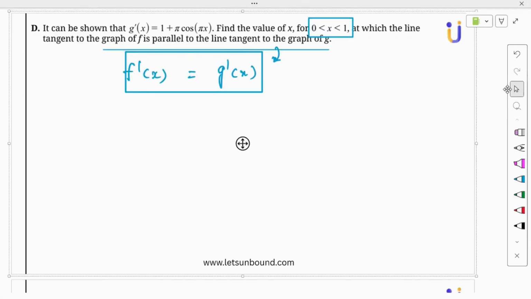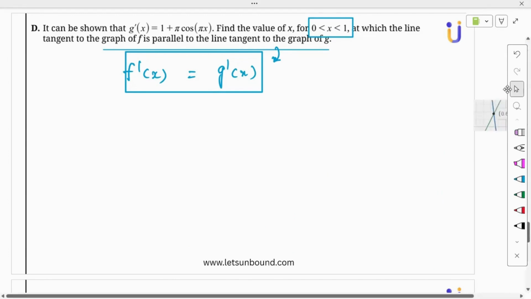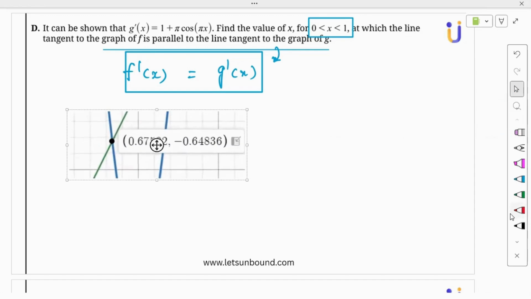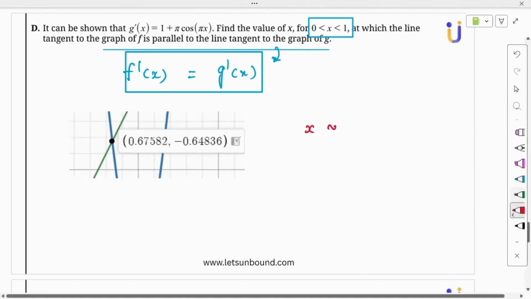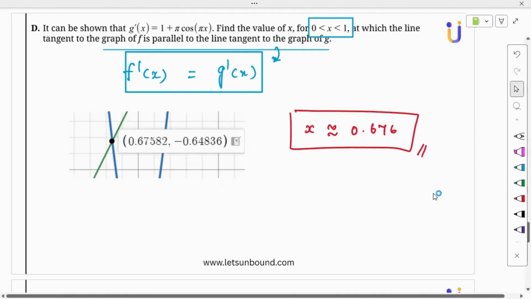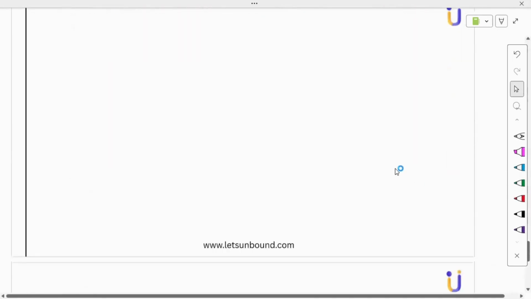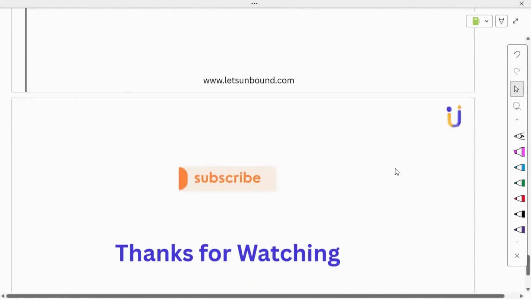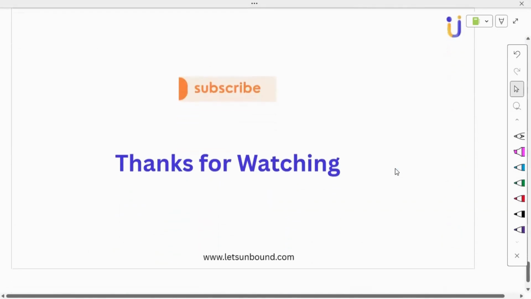Here we go. And your x is approximately 0.676. This is where the tangent of graph f is parallel to the tangent of graph g. And yes, that completes the entire problem 2, FRQ 2 from AP Calculus AB 2025.